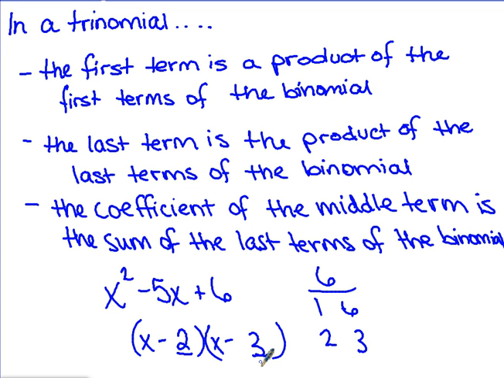Now let's make sure that it checks. The first term of the trinomial is a product of the first terms of the binomial. So x times x gives me x squared. That one is true. The last term is the product of the last terms of the binomial. So we have negative 2 times negative 3, that gives me positive 6. That again is true. Then the coefficient of the middle term, negative 5, is the sum of the last terms. So negative 2 plus negative 3, which is negative 5. That is correct. So we have factored that trinomial.